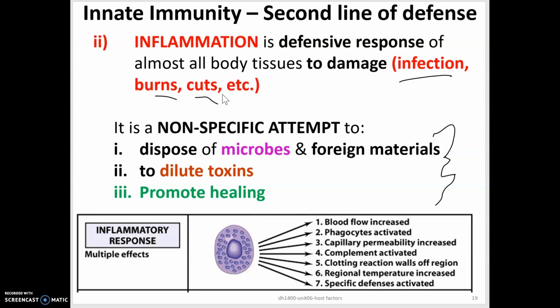So if you look down here in the box, you can see there's a lot of different steps that are involved in the inflammatory response, and there's a lot of things that it does. So we'll talk about that as we go through the next couple of slides.